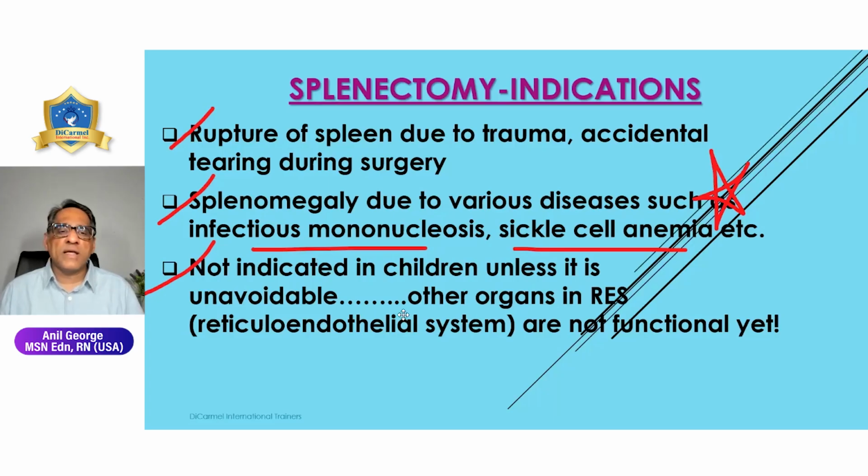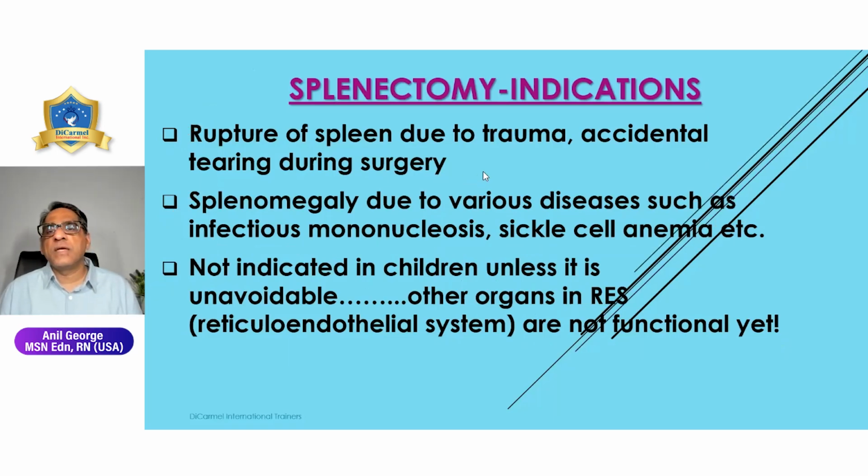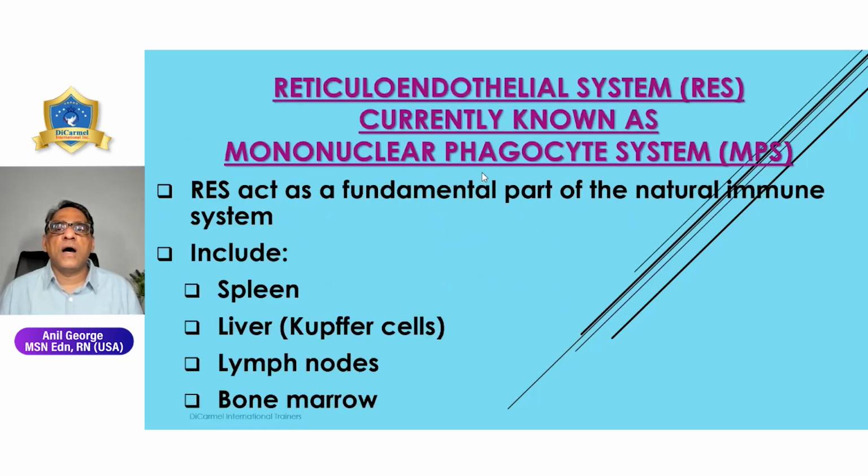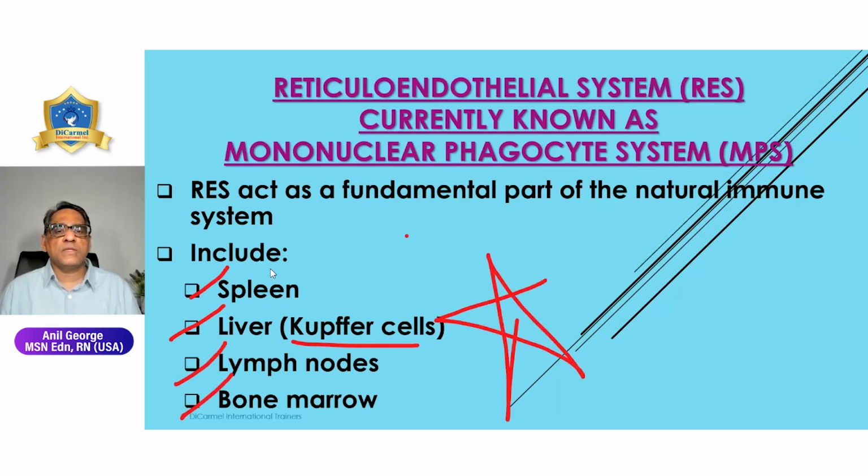And we have heard this information several times before, because the other organs in the RES, the reticuloendothelial system, the immune system, are not functional yet in children. Their primary source of immunity is the spleen. That's why we try to avoid splenectomy in young children. And again, this is the RES. We already heard reticuloendothelial system, which we also currently call the MPS, the mononuclear phagocyte system. Again, it's a fundamental part of the natural immune system we have, and that includes these different organs such as the spleen, the Kupffer cells of the liver, lymph nodes, and bone marrow. These all are part of the RES or the MPS.